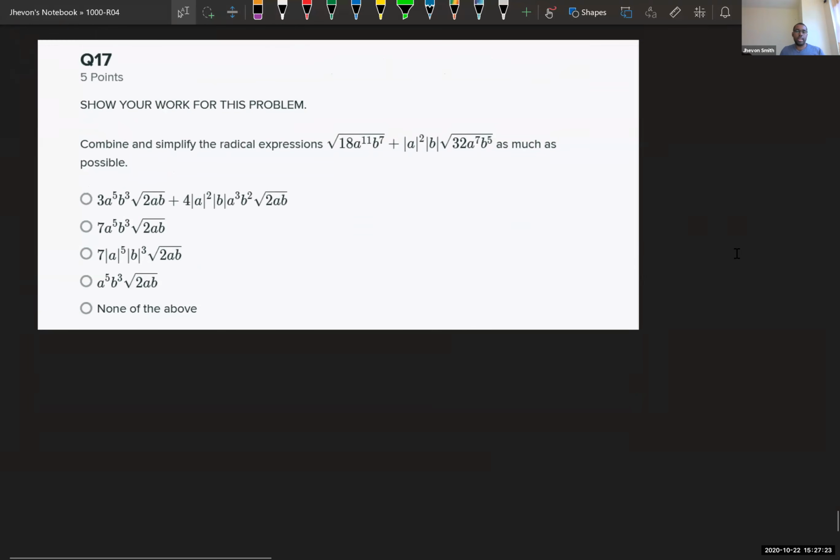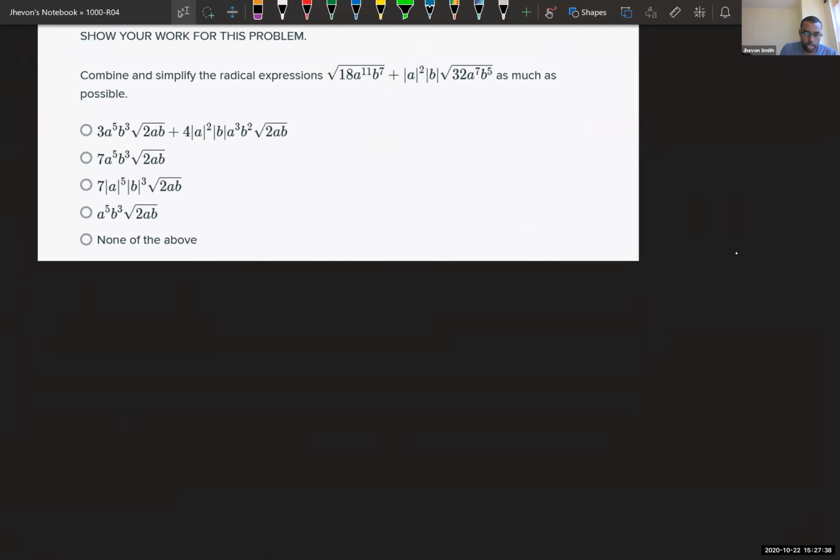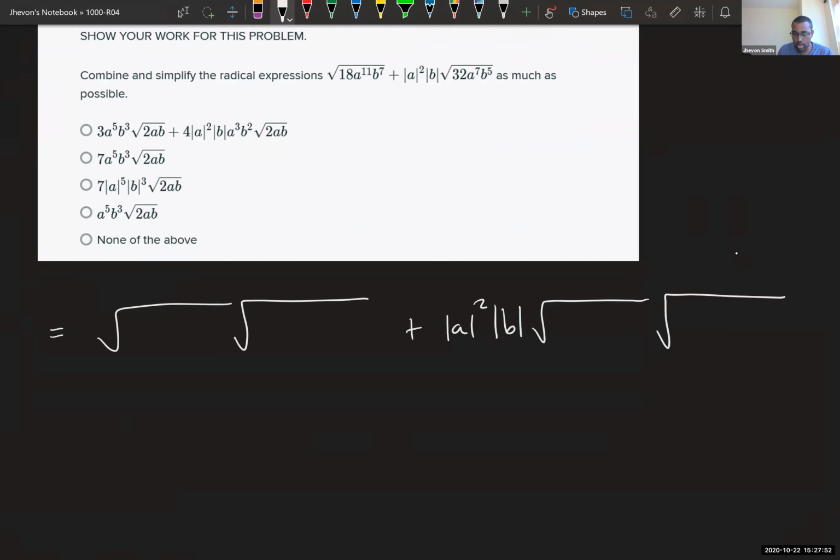Okay, simplifying a radical. So we also know in theory how to deal with this. You want to simplify the radicals, you break each radical into 2 parts and you separate the parts that simplify from the parts that don't simplify. So for the first one, I'm going to break this up into 2 radicals. Plus here I have my a squared, my b. Break this part up into 2 radicals.